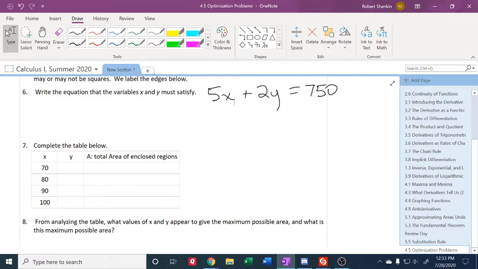So I got 200, 175, 150. So how did I get these numbers? I just plugged in 70 for the x right here and then solved for y. Or I could have just taken this equation in general, moved the 5x to the other side, divided by 2, and then plugged the x in, and come up with each of these. So as the x gets bigger, of course the y's got to get smaller. And then 125.